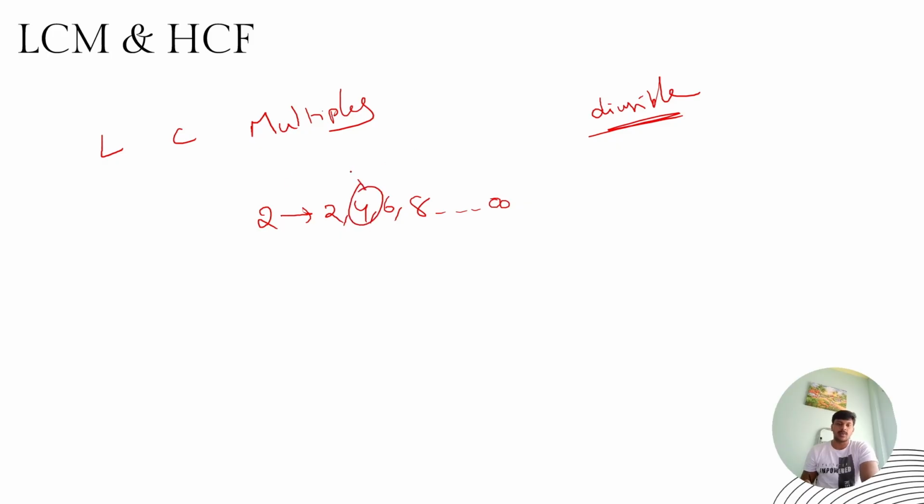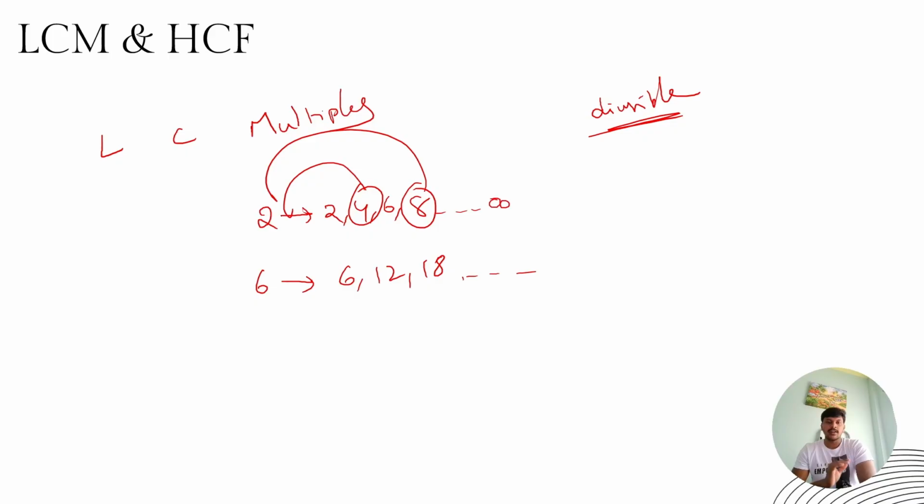Divisible by the given number. See, is 4 divisible by 2? Yes. Is 8 divisible by 2? Yes. So multiples are the numbers which are divisible by the given number. Then what are the multiples of 6? All the numbers which are divisible by 6, like 6, 12, 18, and so on. So remember that. Now the question itself: what is the least common multiple?